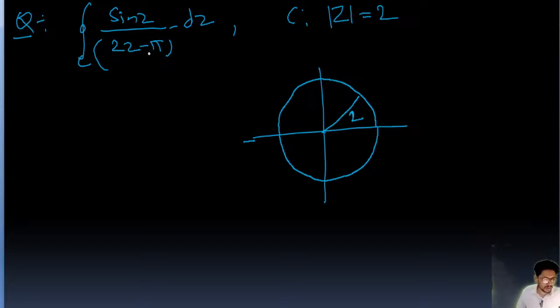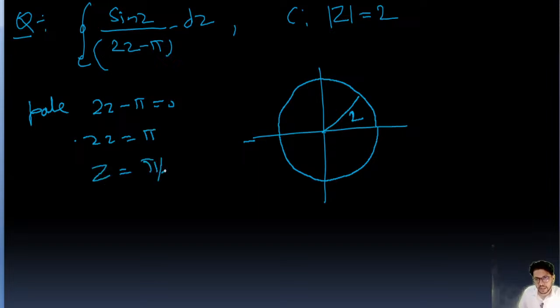How we are going to solve this, I'm telling you. First we will find the pole. For the pole, the denominator is equal to 0. So 2z equal to pi implies z equal to pi by 2. Now pi by 2 is inside the contour, guys. How? Because the value of pi is 3.14, and half of that is less than 2. So this is inside the contour, which means we'll find the residue.